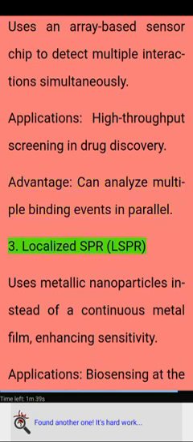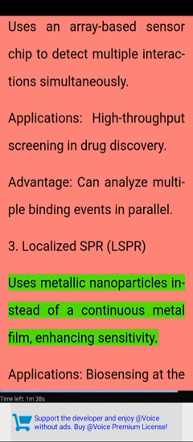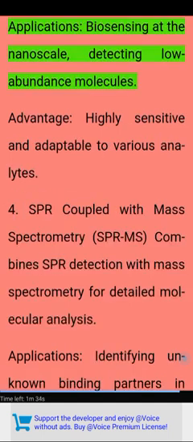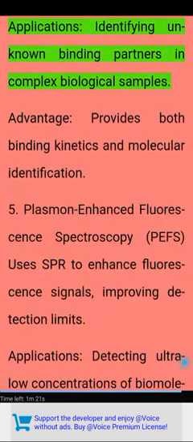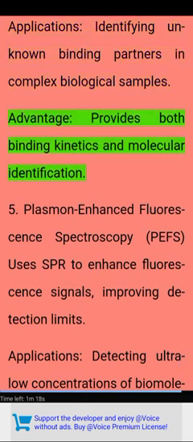3. Localized SPR (LSPR) uses metallic nanoparticles instead of a continuous metal film, enhancing sensitivity. Applications: biosensing at the nanoscale, detecting low-abundance molecules. Advantage: highly sensitive and adaptable to various analytes. 4. SPR coupled with mass spectrometry (SPR-MS) combines SPR detection with mass spectrometry for detailed molecular analysis. Applications: identifying unknown binding partners in complex biological samples. Advantage: provides both binding kinetics and molecular identification.